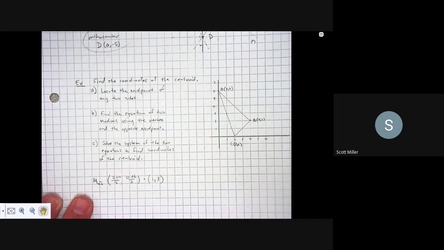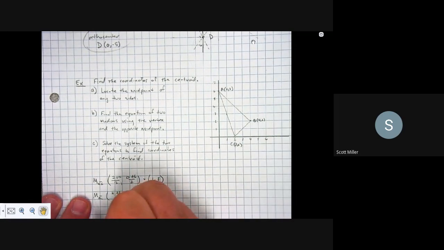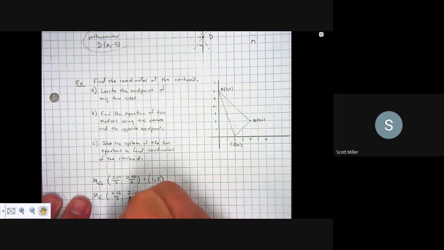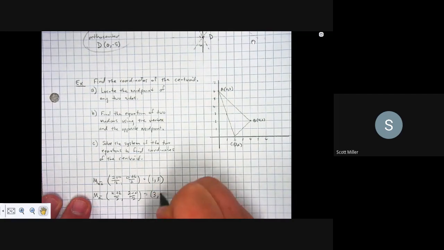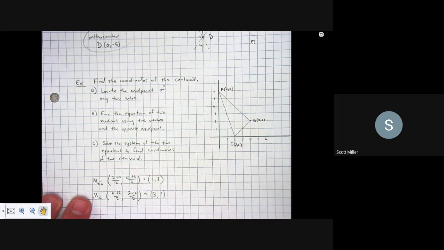That's the midpoint. What's the midpoint of the other one? Of BC. Add the x's, divide by 2, add the y's, divide by 2. I get 6 over 2, which is 3, and 1, so (3, 1). And sure enough, there it is. Okay, that is part A.